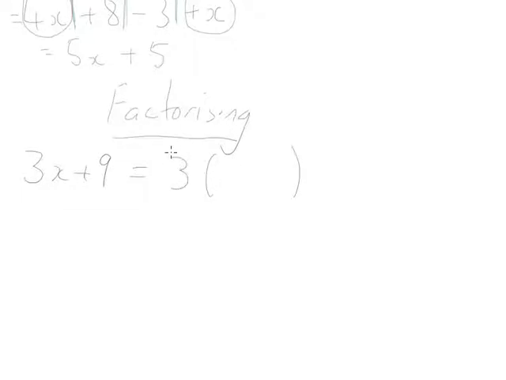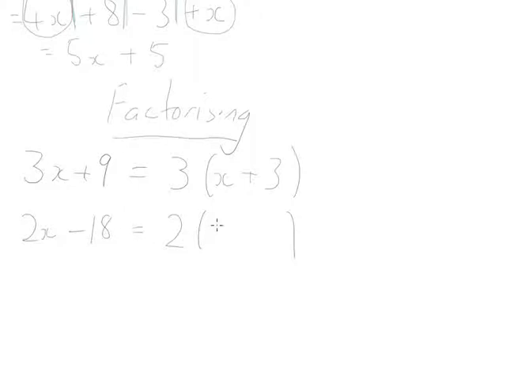So then 3 by what is 3x? Well, 3 by x is 3x, so that expands out to 3x. And then 3 by what is 9? Well, 3 by 3. I can check by expanding: 3x, 3 by 3, 9, looking very good there. If I took an example of 2x minus 18, so again, what can I divide both 2x and 18 by? I can divide them both by 2.